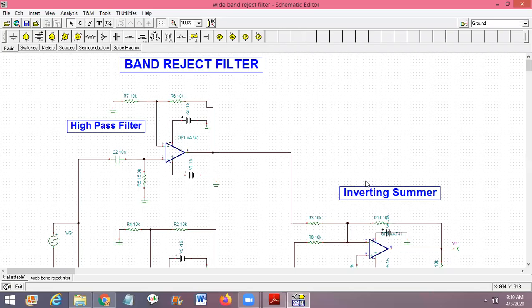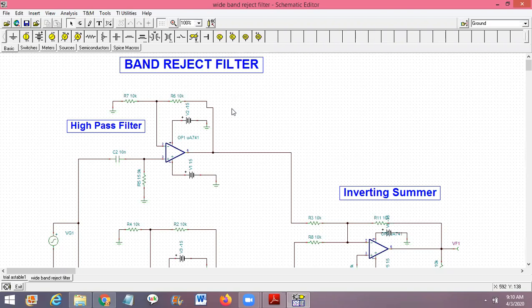Good afternoon. Today we will be studying the band reject filter. Okay. So band reject filter is one of the classifications of band pass filter. Basically, what all the things we studied, we studied band pass filter.